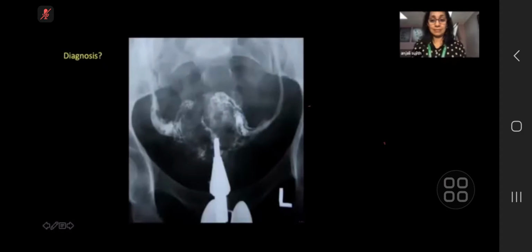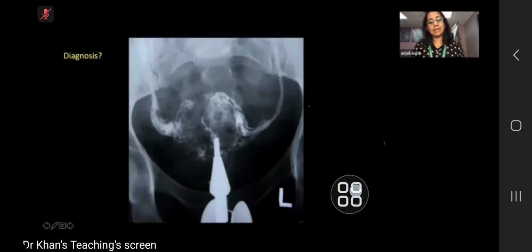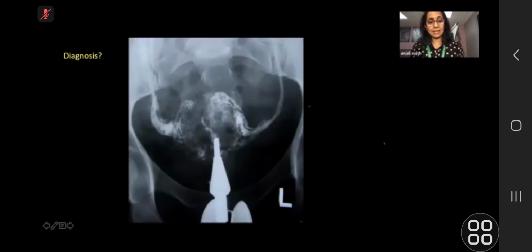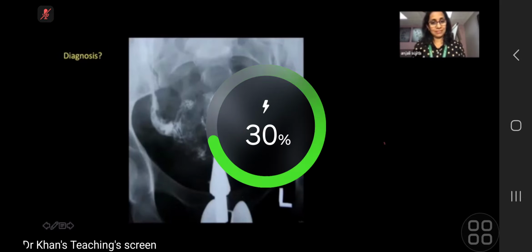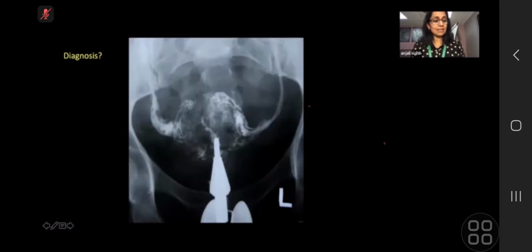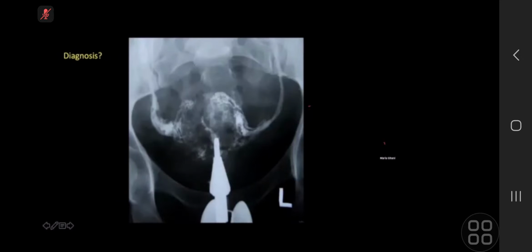This is the last slide, I think, about the uterine abnormalities. What is the diagnosis? What is the study? It's a HSG. Okay, and what is your diagnosis? If you have seen this once before, then you would be able to answer. But if you have not, then it's difficult to answer. I've not seen it before.